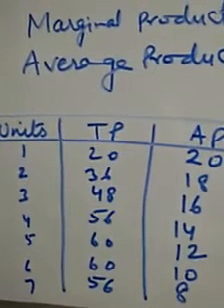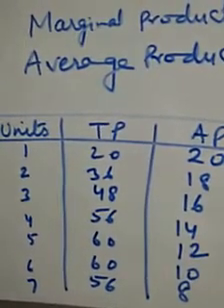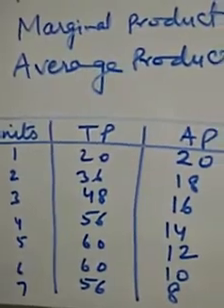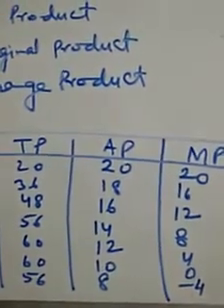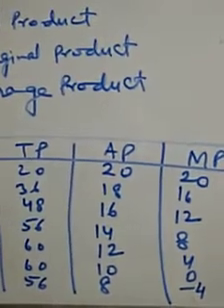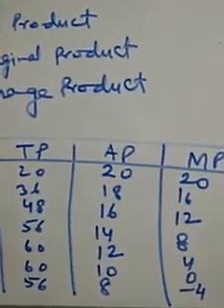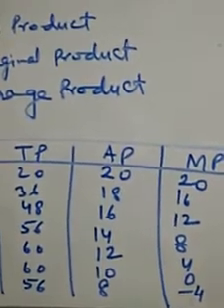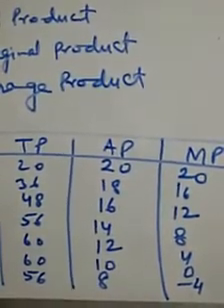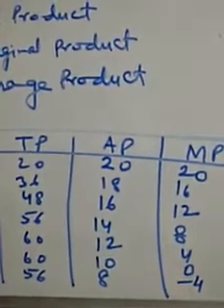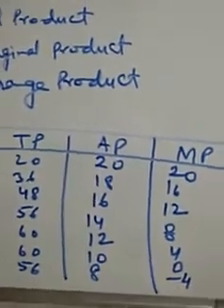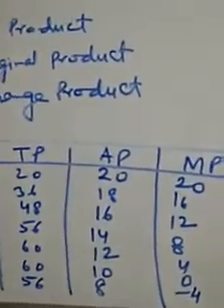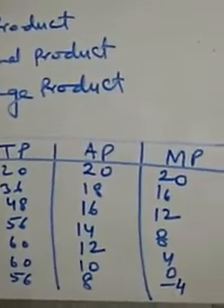Now lastly we have to find MP. For finding MP you require TP. In the first case TP and MP will be the same, that is 20. In the next case, what is the difference between 20 and 36? That is 16. So we write 16. The difference between 36 and 48 is 12. Between 48 and 56 it is 8. Between 56 and 60 it is 4. Between 60 and 60 it is 0. So we mention 0 here. Now the difference between 60 and 56 is negative, so we mention minus 4.